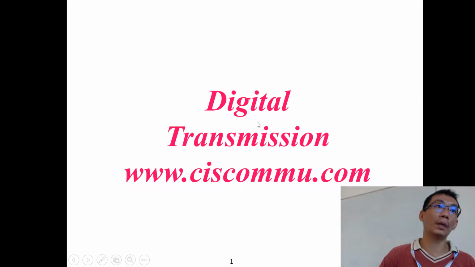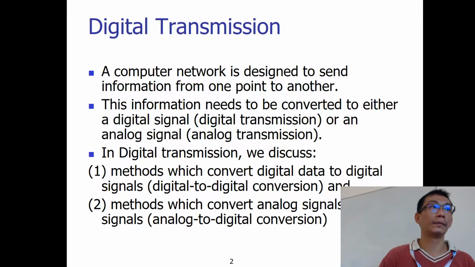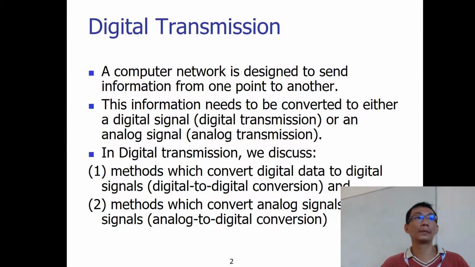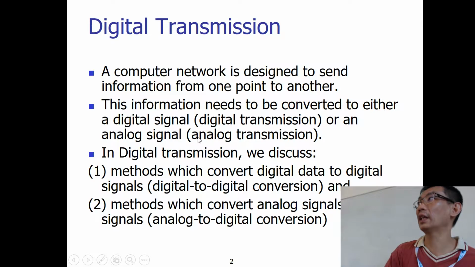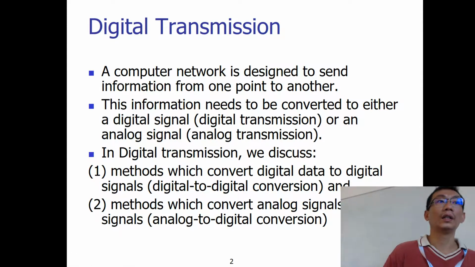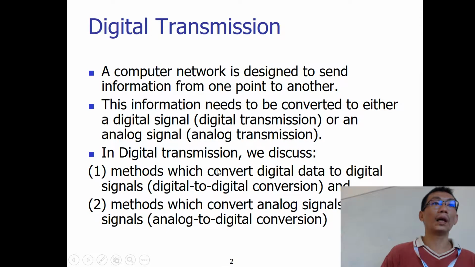Today we're going to talk about digital transmission, mainly about line coding. Whatever information you have, you either need to transform it into a digital signal or an analog signal, so that only then can you send it across. In digital signal transmission, we talk about how you convert digital data into a digital signal, and how you convert an analog signal to a digital signal.